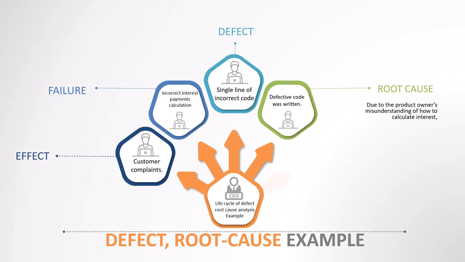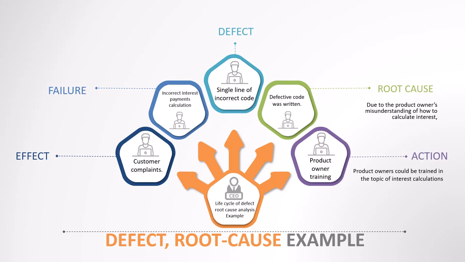We have an entire team, so how is it that the product owner could make this mistake? What we do next is called action. We figure out what to do so this never happens again. We train the product owner and other team members in interest calculation. This way they will not repeat this mistake. So now you see how everything is connected. This is how root cause analysis works. It starts from an effect, that is the complaint, and ends with an action. That is our method to correct the root cause.